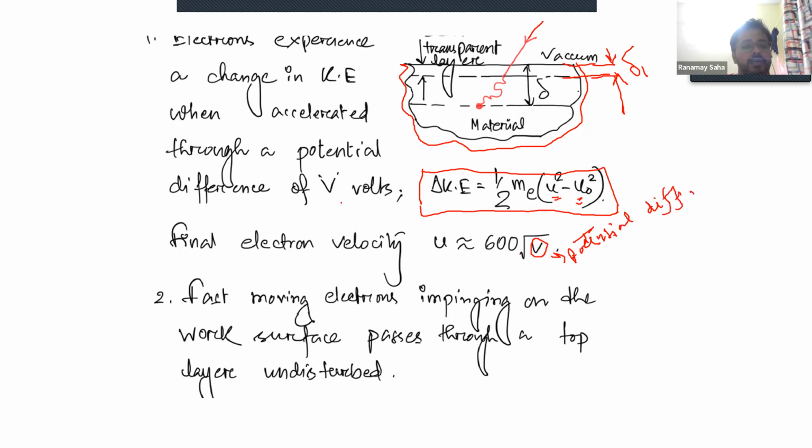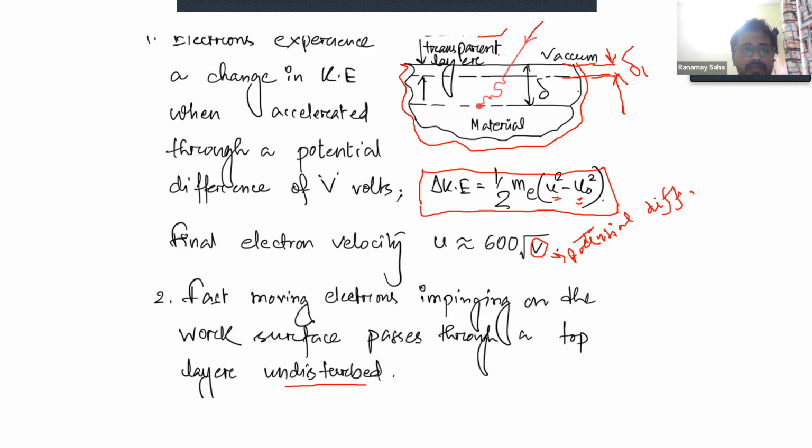Now, this 600 takes care of the kinetic energy, in other words the mass and velocity of the electrons and everything else. This is an empirical relationship. The fast moving electrons in the beam on the work surface pass through this undisturbed or transparent layer. This undisturbed layer is also called the beam transparent layer, as you can see here.